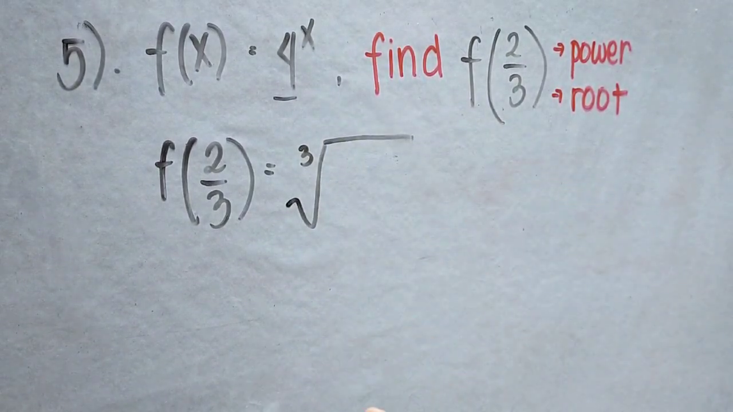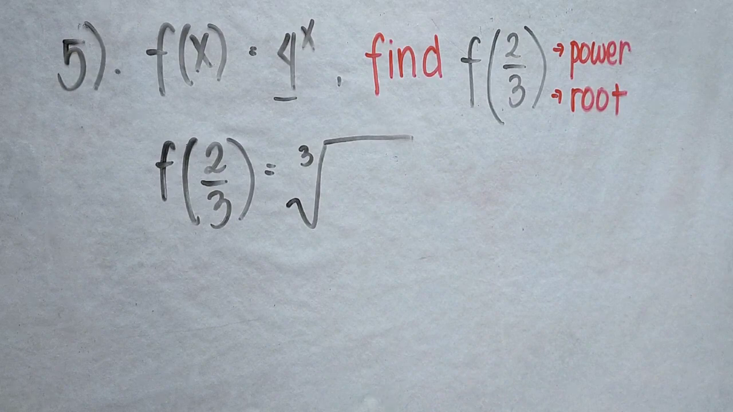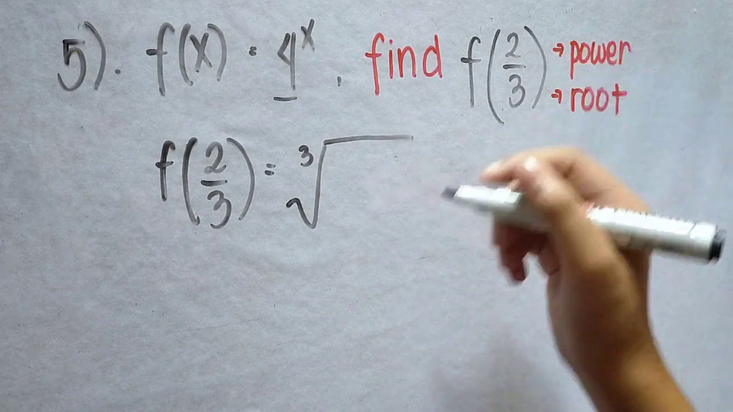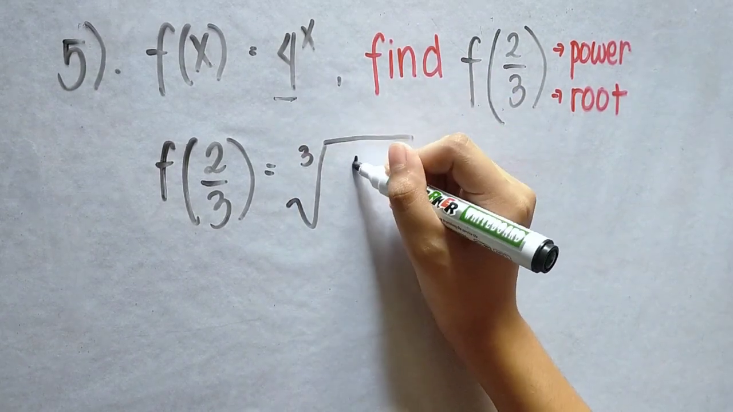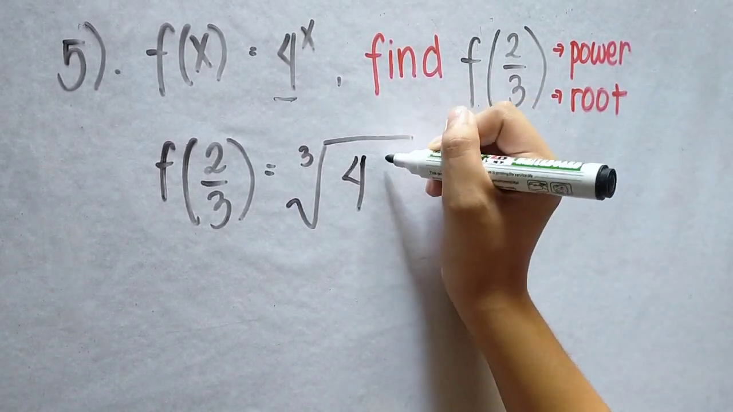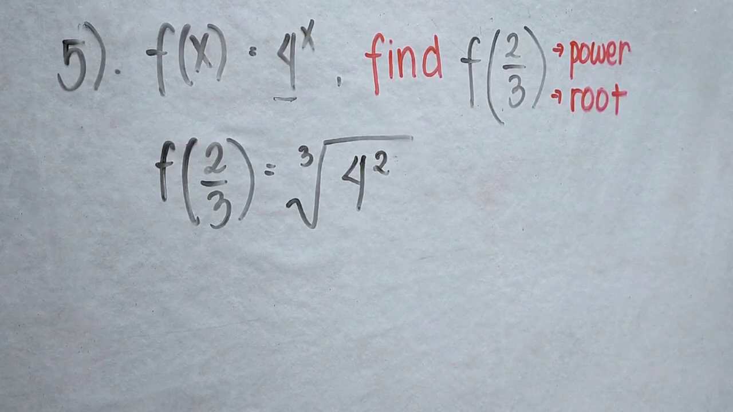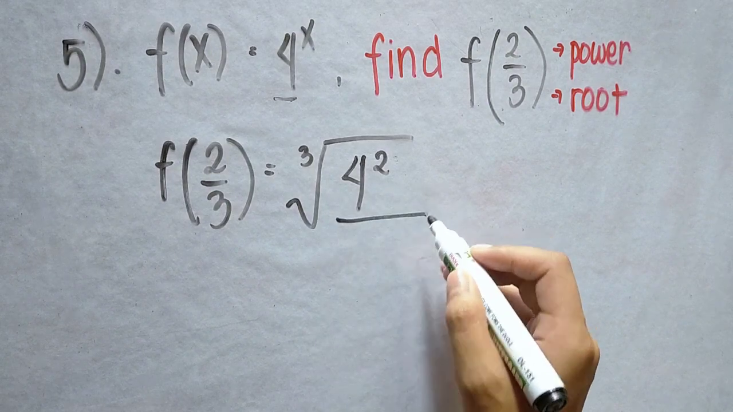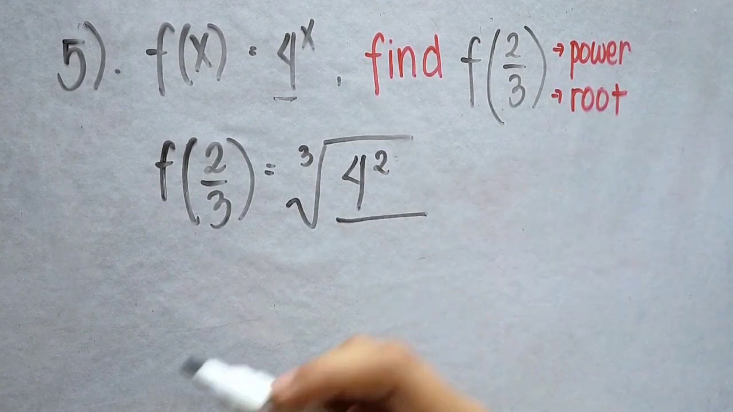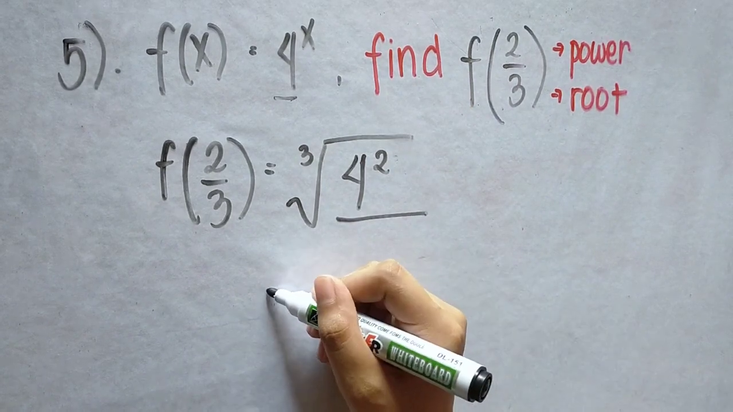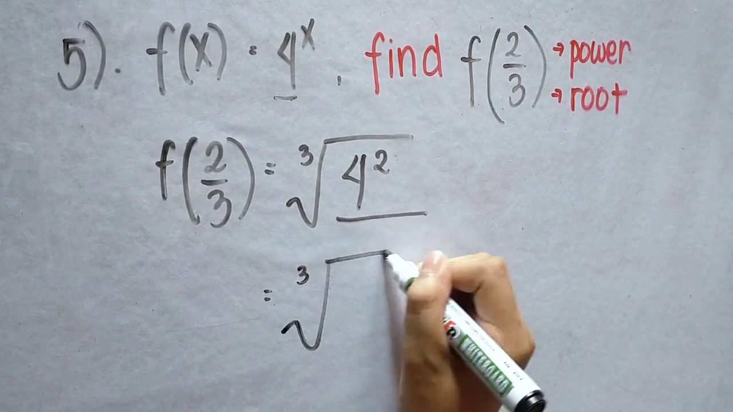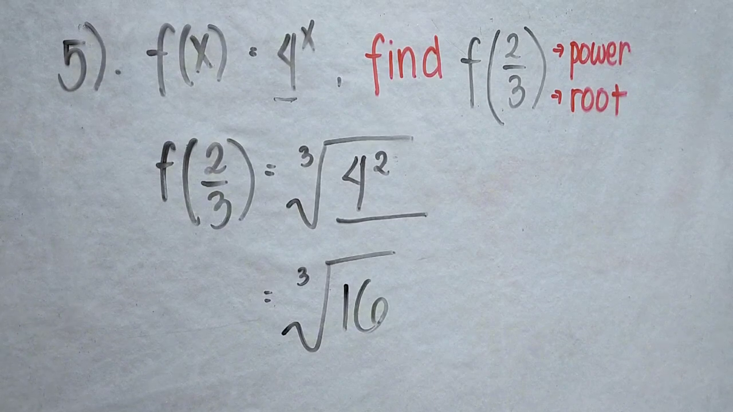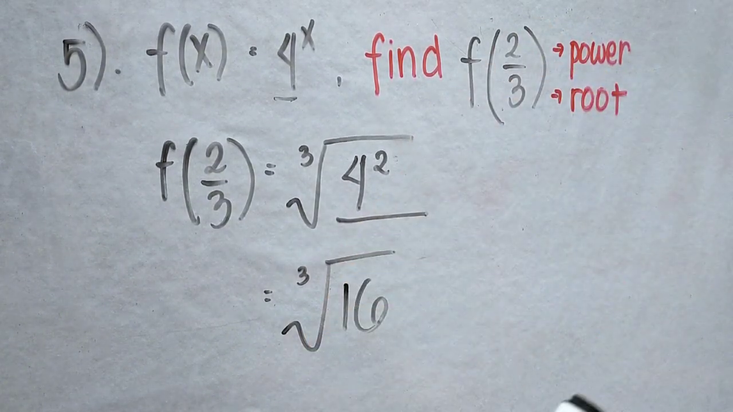If you're still not familiar with it, ganito yung itsura niya. And next, gaya ng sabi dito, power natin is 2. Copy lang natin to. 4 raised to 2. Ngayon, ang next na natin gagawin is to solve this one. 4 squared is equals to what? Of course, 1 and only 16. Now, we already have an answer which is this one.